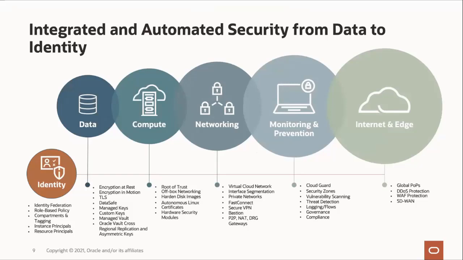For example, when it comes to compute and storage, we have our encryption, we have our off-box networking, and we also have a certificate service where you can easily manage your certificates. When it comes to networking, we have our virtual cloud networks and those virtual firewalls that are associated with them, such as security lists or network security groups, if you wanted to get more granular and have a more defined security posture.